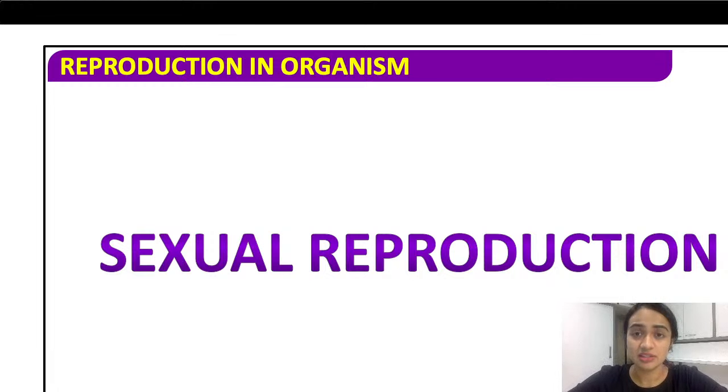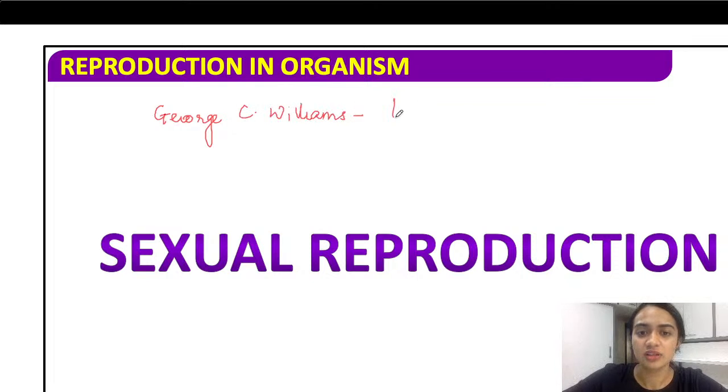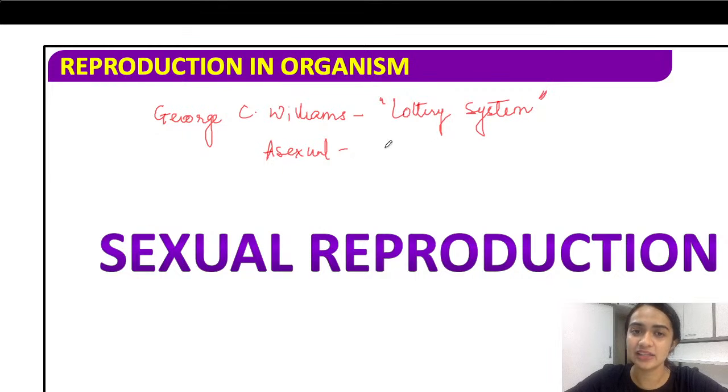Moreover, the scientist George C. Williams correlated it with a lottery system. Okay, let me write it. He termed it the lottery system for explaining asexual and sexual reproduction. In asexual reproduction, just imagine you have n number of tickets, many tickets of the same lottery number. But in the sexual one, you get a choice, that is, you'll have all different numbers. So if one doesn't work, you can rely on the other, so you have many better chances in sexual reproduction.